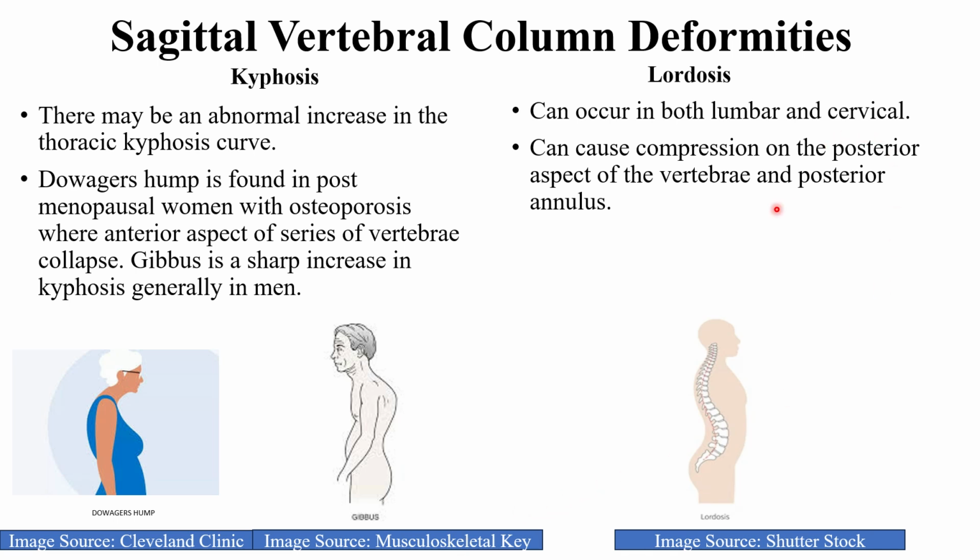Now, in lordotic postures, as I discussed, there is normally lordosis in the lumbar and cervical spine, but if it is more than required, it can cause compression on the posterior aspects of the vertebrae and posterior annulus, whereas it can cause distraction or traction forces or tensile forces on the anterior aspect of the vertebrae.